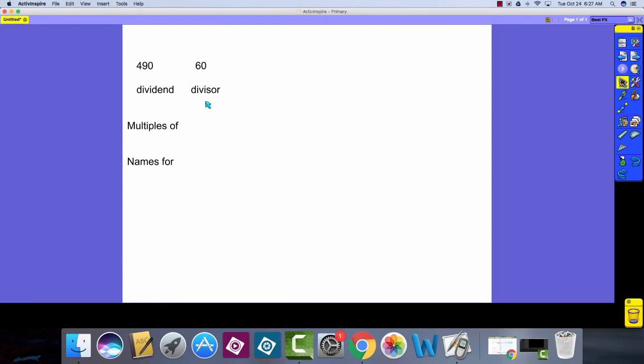Alright, so let me switch the problem up now. Now I'm going to do 490 divided by 60. So I have a little bit more of a difficult problem here. Well, I'm going to use some basic facts to help me to think of multiples of 60. So again, 490 is my dividend, and 60 is my divisor, the number that is dividing my dividend. So I want to see how many 60s are in 490.